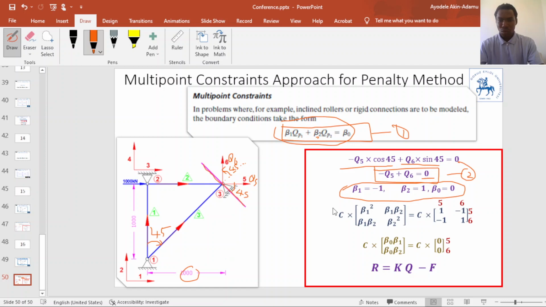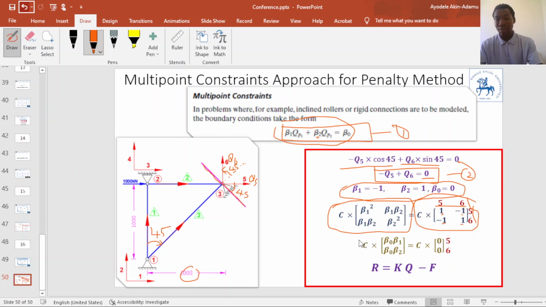So once we have these coefficients, we need to write this matrix. I introduced this matrix in my one-dimensional problem. This is the matrix we use to modify our global stiffness matrix. Beta 1 squared is minus 1 squared, which is 1. Beta 1 multiplied by beta 2 is minus 1 times 1, which is minus 1. Here is also minus 1, and here is also 1. Because this equation involves Q5 and Q6, the numbering will be 5 and 6 along the row and 5 and 6 along the column. So we need to add C multiplied by this matrix in position 5, 6 of the global stiffness matrix.